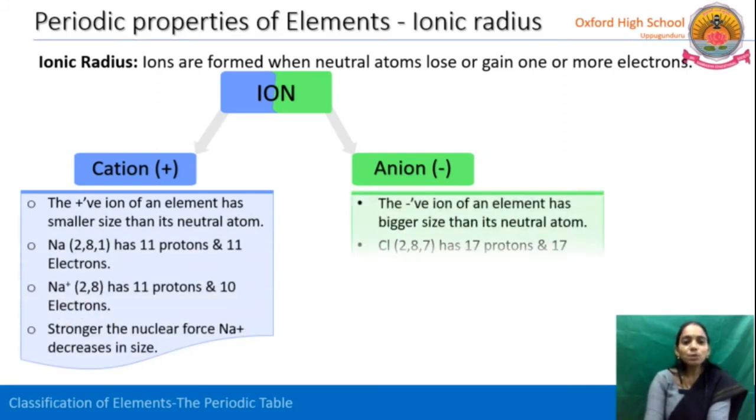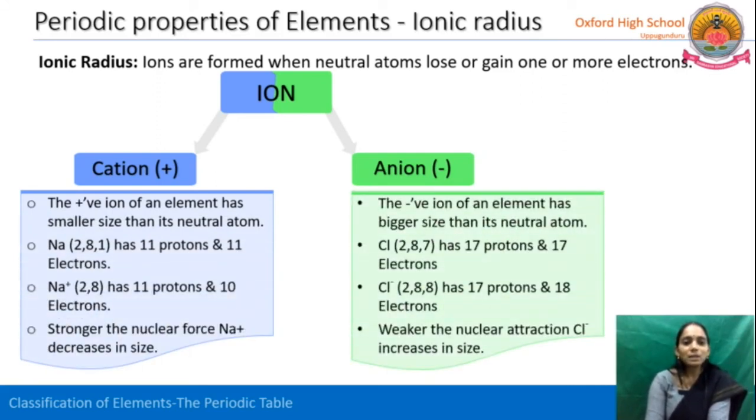The positive ion of an element has smaller size than its neutral atom. Just now we have seen which one is smaller and which one is bigger. Likewise, if we compare ions also, the positively charged ion, that is the cation of an element, has smaller size than its neutral atom. Let us see one example. Sodium: we know that its atomic number is 11, so it consists of 11 protons and 11 electrons.